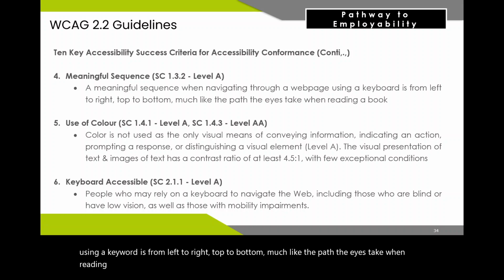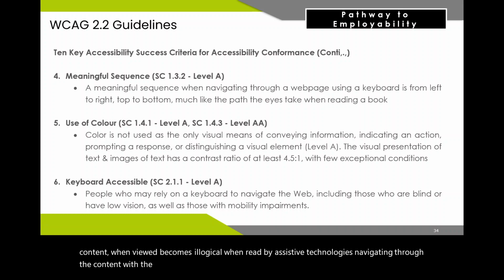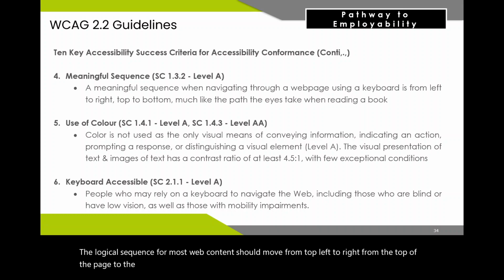There are times when what appears to be a logical path or sequence in web content when viewed becomes illogical when read by assistive technologies navigating through the content with a keyboard. The logical sequence for most web content should move from top left to right, from the top of the page to the bottom. An example of an illogical sequence occurs when elements are reordered using CSS.